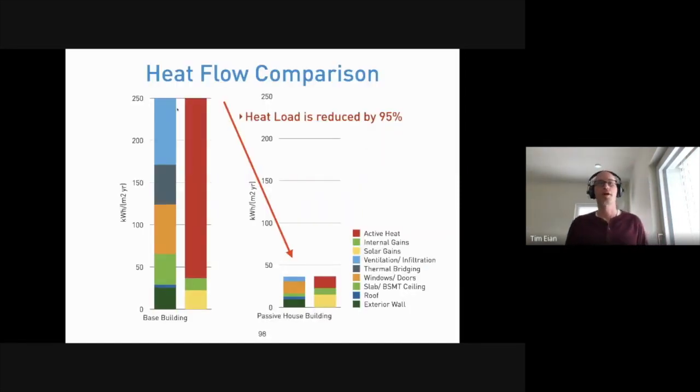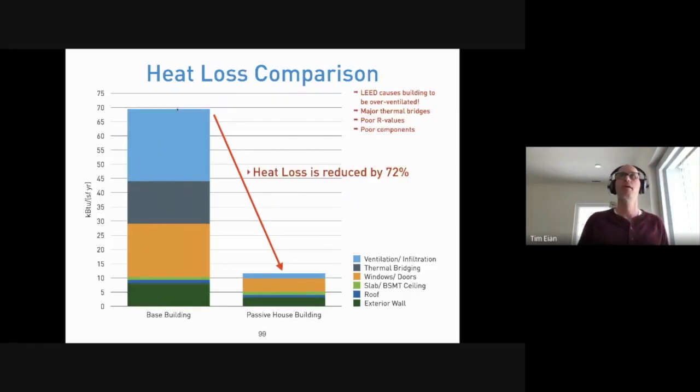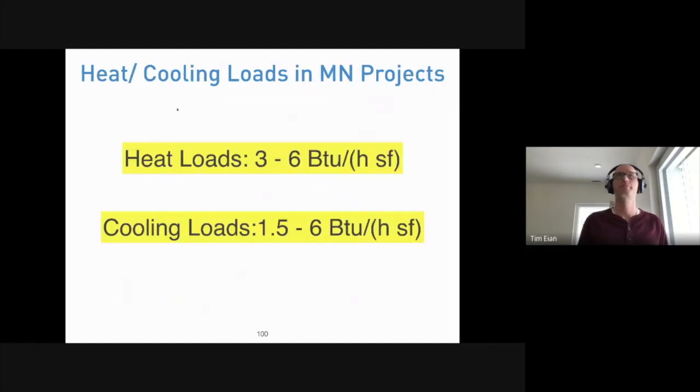So our heat flow comparison, again, I don't want to dwell on this. I just want you to grasp that the order of magnitude can be reduced massively. In some of the retrofit work that we've done for clients, we've shown upward of 90, sometimes 95% potential. The heat loss is obviously reduced dramatically as well. So yeah, the heat loads are generally 3 to 6 BTU per hour per square foot. Cooling load is about half that in most projects.